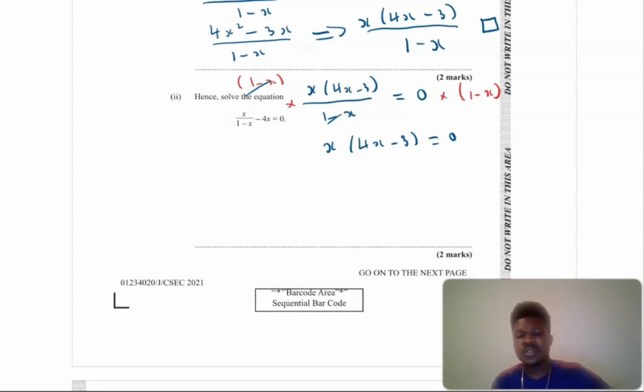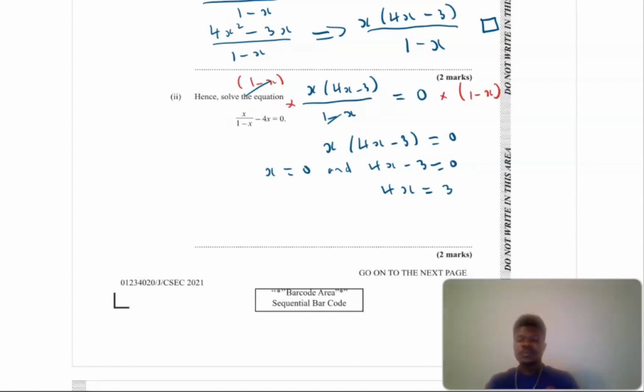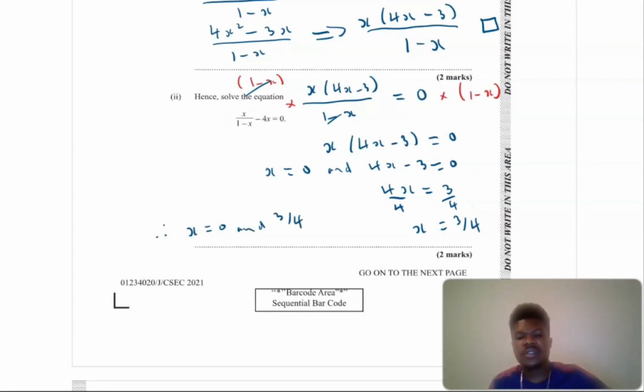So now we equate both factors to 0. So first one is x equals 0, and then 4x minus 3 equals 0. Bring over the minus 3, it becomes positive, so we have 4x is equal to positive 3. And then now we divide both sides by 4, which leaves that x is equal to 3/4 or 0.75. So just leave it as a fraction. So that's our solution. So therefore x is equal to 0 and 3/4.